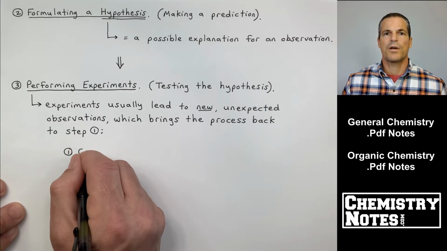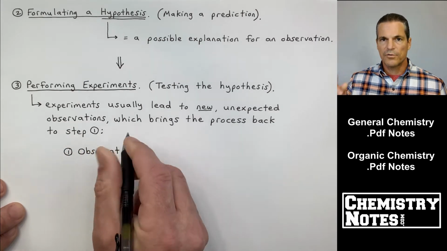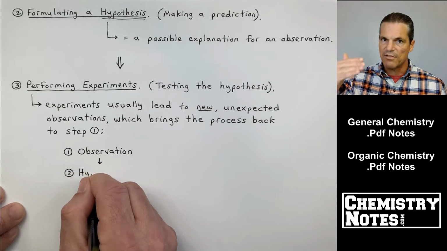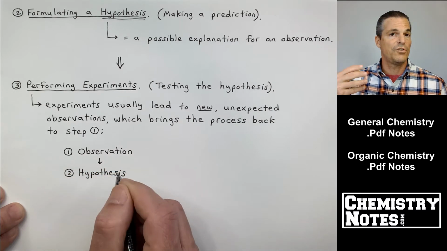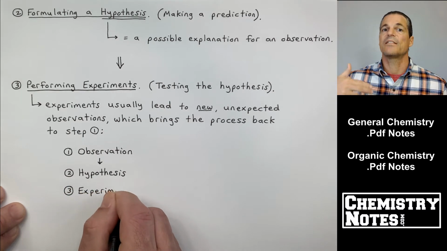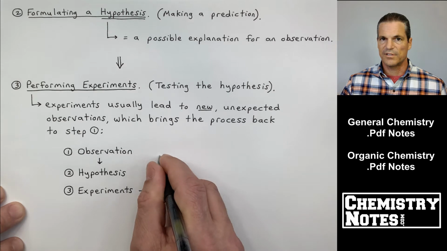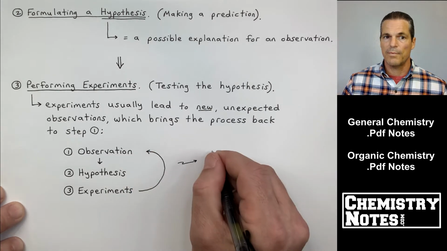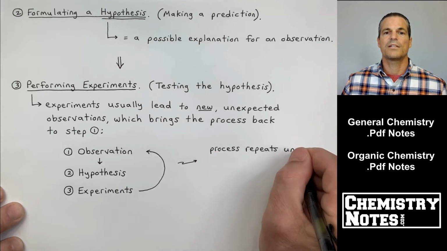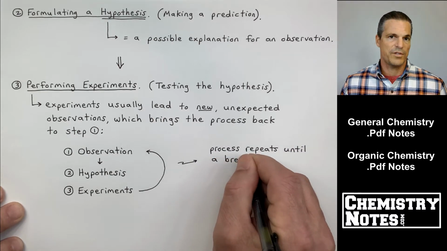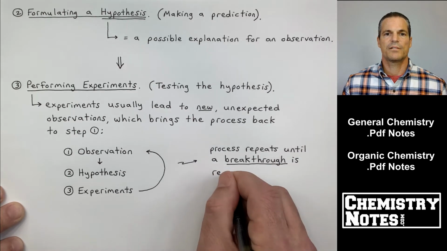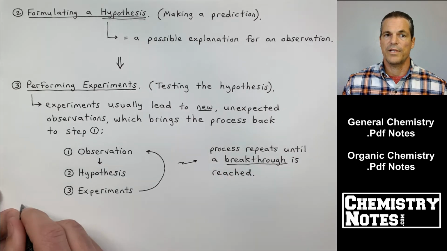So it brings the process back to step 1, and we go through this ritual of going through step 1, observation, again through step 2, formulating a new or an abridged hypothesis, and then we test that new hypothesis through a set of new experiments. So 1, 2, 3 you can cycle through for a while, and the process repeats until a breakthrough is reached.